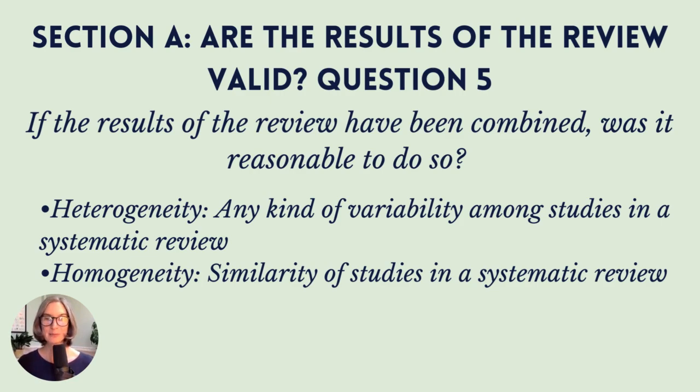Now, this principle is really important because a meta-analysis can really only be considered when the studies are sufficiently homogeneous, i.e. they are similar enough in terms of the participants, the interventions, and the outcome for a meaningful summary to be produced. So heterogeneity is any kind of variability among studies in a systematic review, i.e. they're really different. Homogeneity is similarity of the studies in a systematic review. So you want there to be more homogeneity, you want them to be more similar.